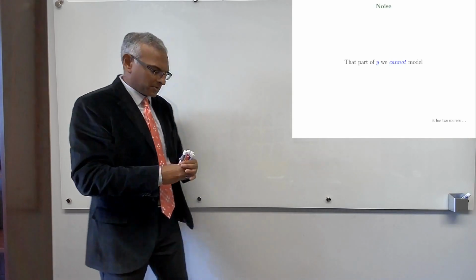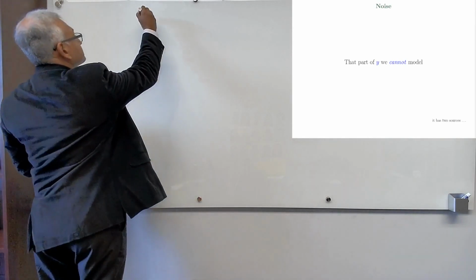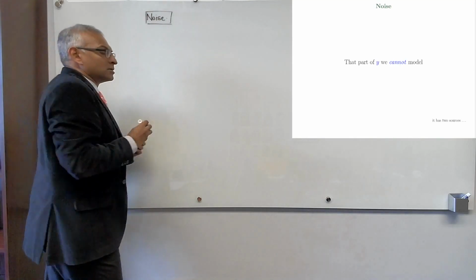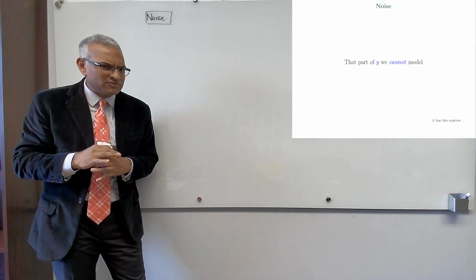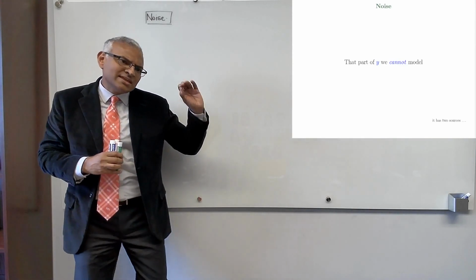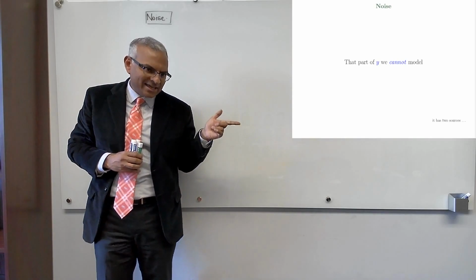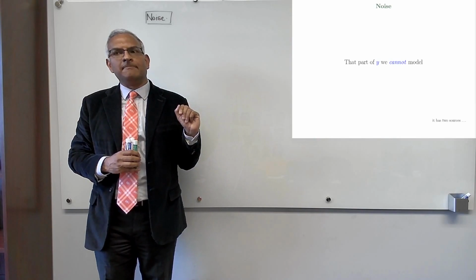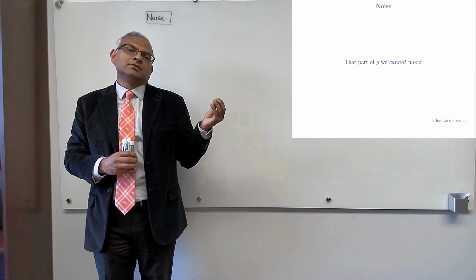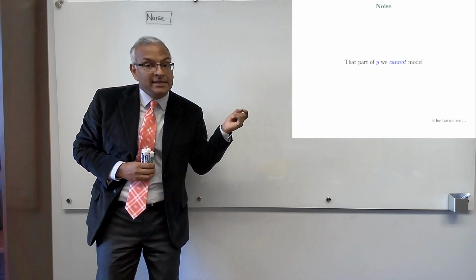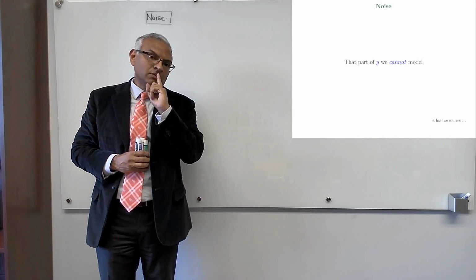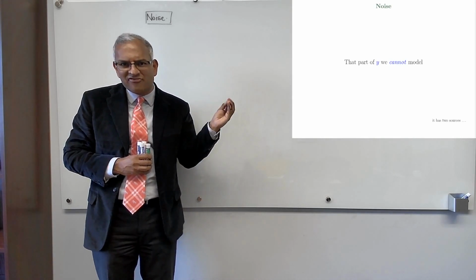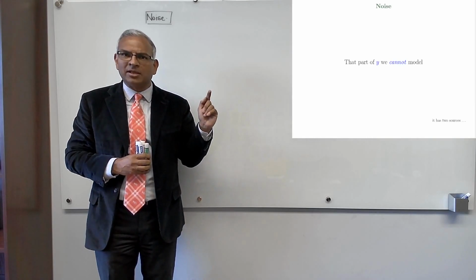what noise is. Okay, and so we're going to talk about noise. And on the right, I'm showing you the definition of noise, and I'm choosing my words very carefully here. Noise is the part of Y that we cannot model. It's very important to appreciate the highlighted words: the part of Y that we cannot model. Now you might think, well, why did I put Y there instead of F? Why isn't noise the part of F that we cannot model? And that'll become clear shortly.